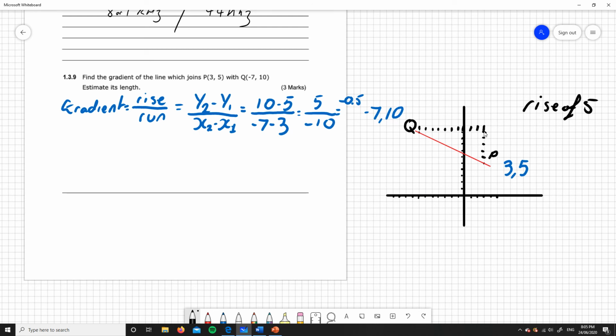Using the graph, I can draw those figures on there, and because I'm going from P in the negative direction, we're going to have a run of -10. So rise over run works out exactly the same as what it has here, as 5 divided by -10, which is the same as the formula. The only difference is how we've got there, either remembering the formula or using a graphical representation.